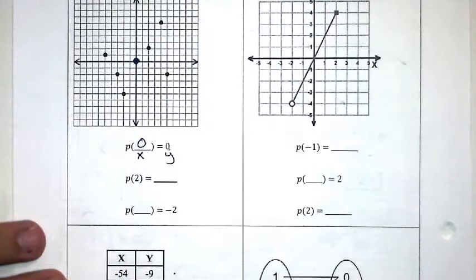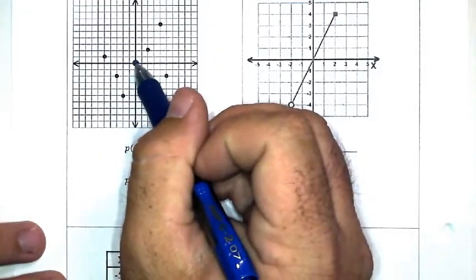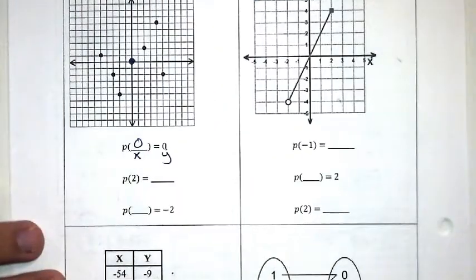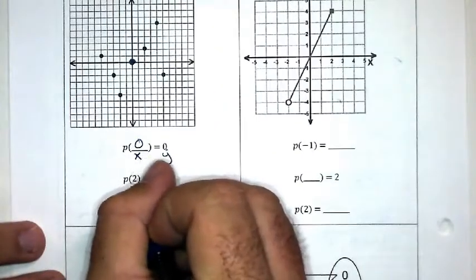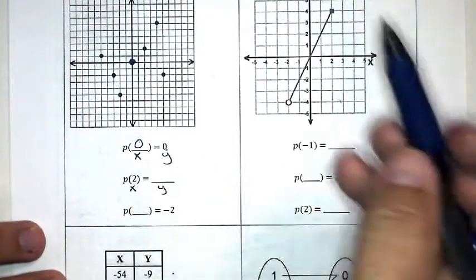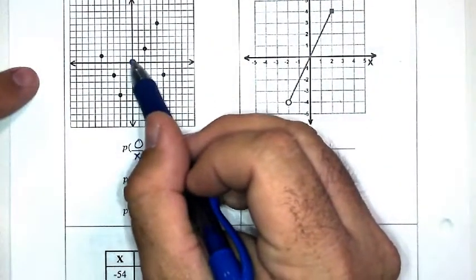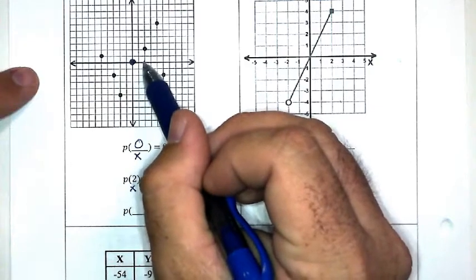All right. This one, I give you x, and I'm looking for the y value. So I'm going to find x equals 2. So x of 2, that's this right here. Find the only dot on that part right there. And what is the y value? 2.